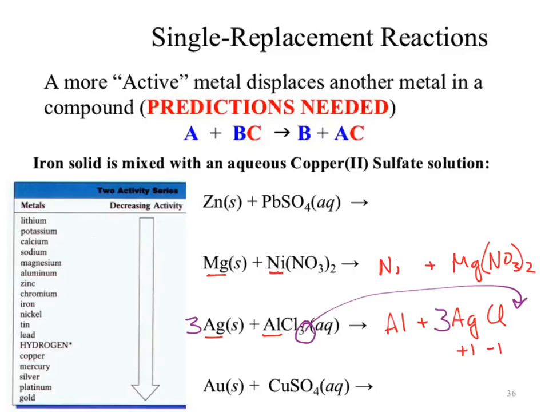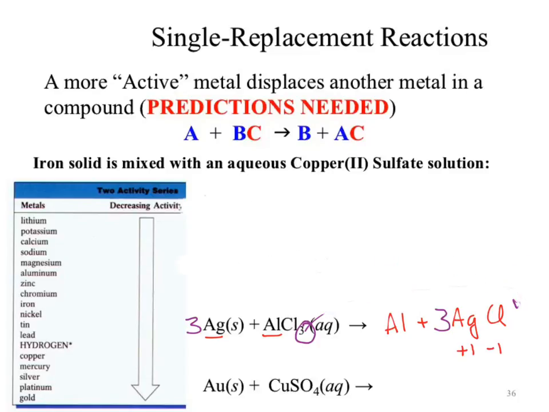A more active metal displaces another metal in a compound. We're saying for the reaction to occur, I have to have a more active metal. So for that third reaction to work, what has to be the case? What is happening in that third reaction? What are we saying? Silver replaces aluminum. Why would silver replace aluminum? Because we're saying silver is more active than aluminum.